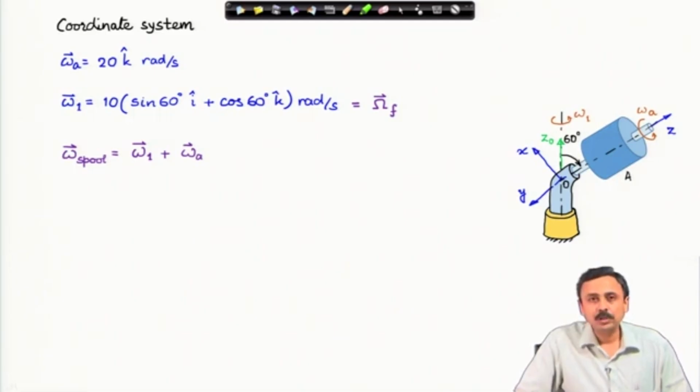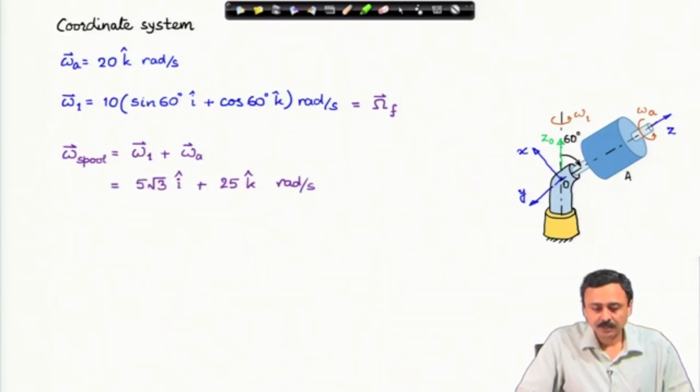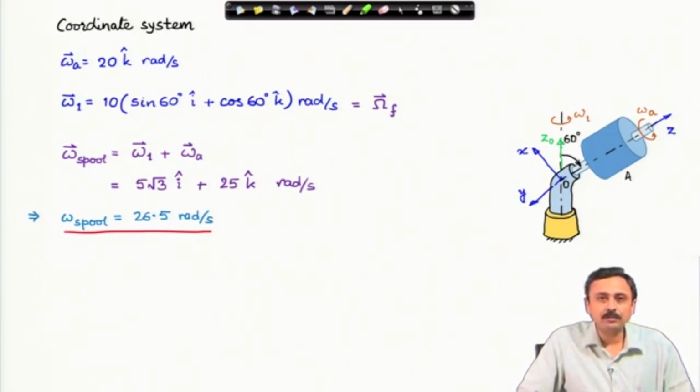Therefore, the net angular velocity of the spool is omega 1, the frame angular velocity, plus the spin angular velocity with respect to the frame, omega a. I calculate these terms and plug in to find the net angular velocity of the spool, and this is what we get: 5 root 3 I cap plus 25 k cap radian per second. Therefore, the magnitude of angular velocity of the spool is the magnitude of this vector, which turns out to be 26.5 radian per second.